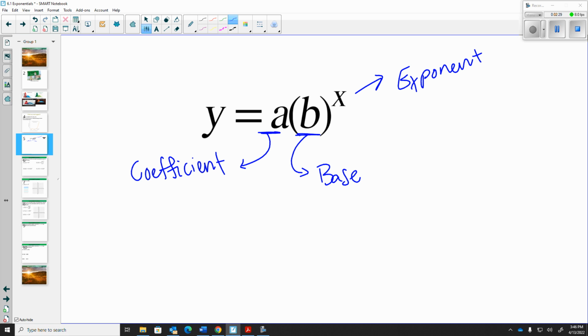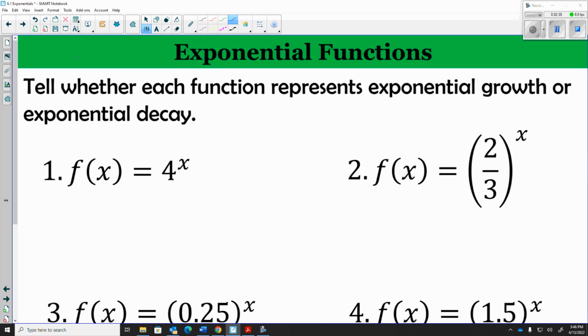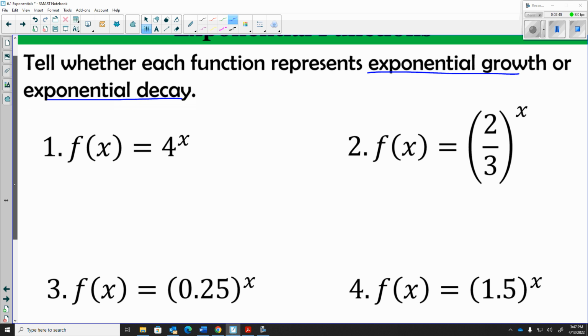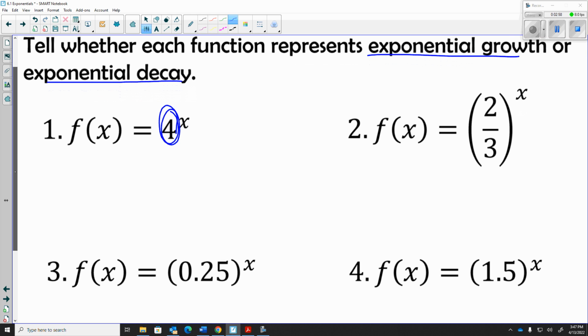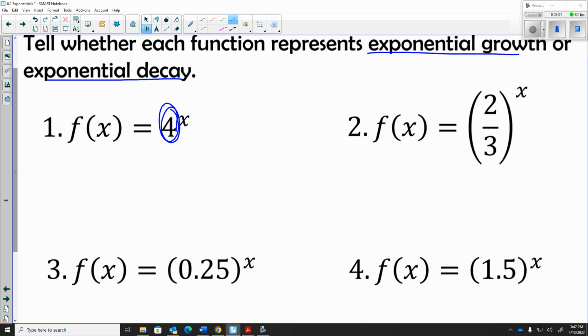So the first pretty simple thing that I'm going to point out to you is determining whether or not you are dealing with exponential growth or decay. It says tell whether each function represents growth or decay. And it's pretty straightforward. You might even remember this from Algebra 1, maybe, perhaps, if you watched those videos. All you need to do is look at the base, whatever the number is that has the exponent attached to it, and ask yourself, hey, is that thing bigger than 1 or is it less than 1? If it's bigger than 1, you've got growth. If it's less than 1, you've got decay. So 4 is obviously bigger than 1. So this is growth.